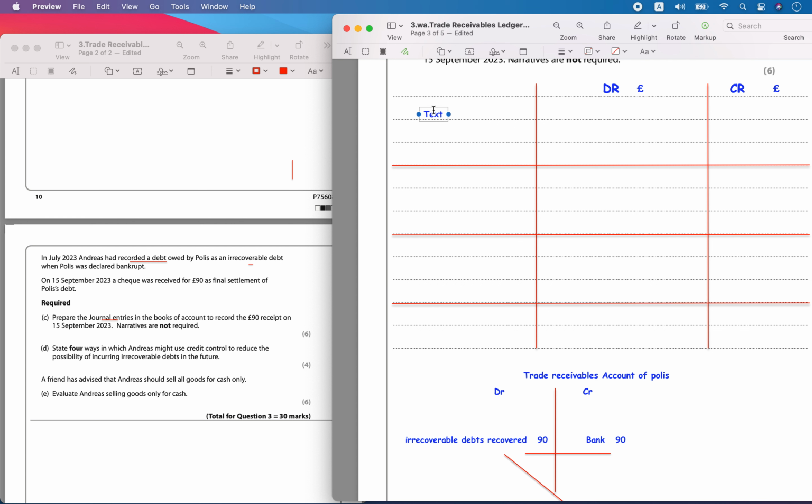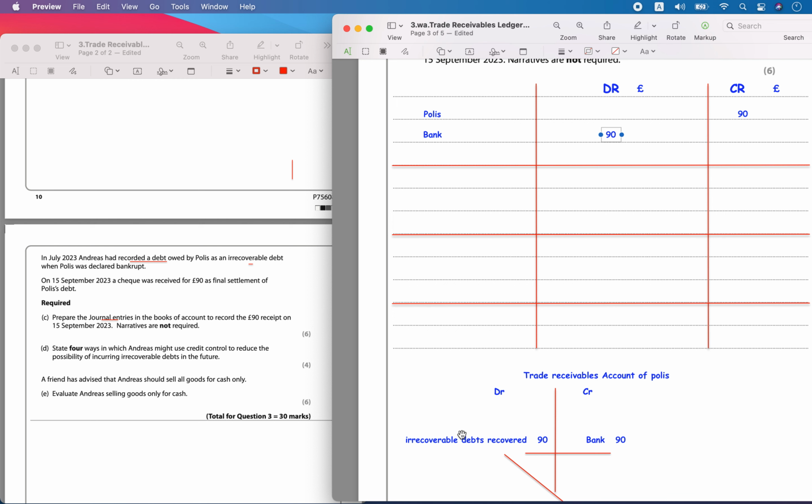So the first one we see is the Polis account. In the Polis account and bank, there are two things which are going to be reflected. Now we can see that in the Polis account, bank appears on the credit side. So let's write 90 here. In the bank, Polis account will appear on the debit side, because it has come into the bank.